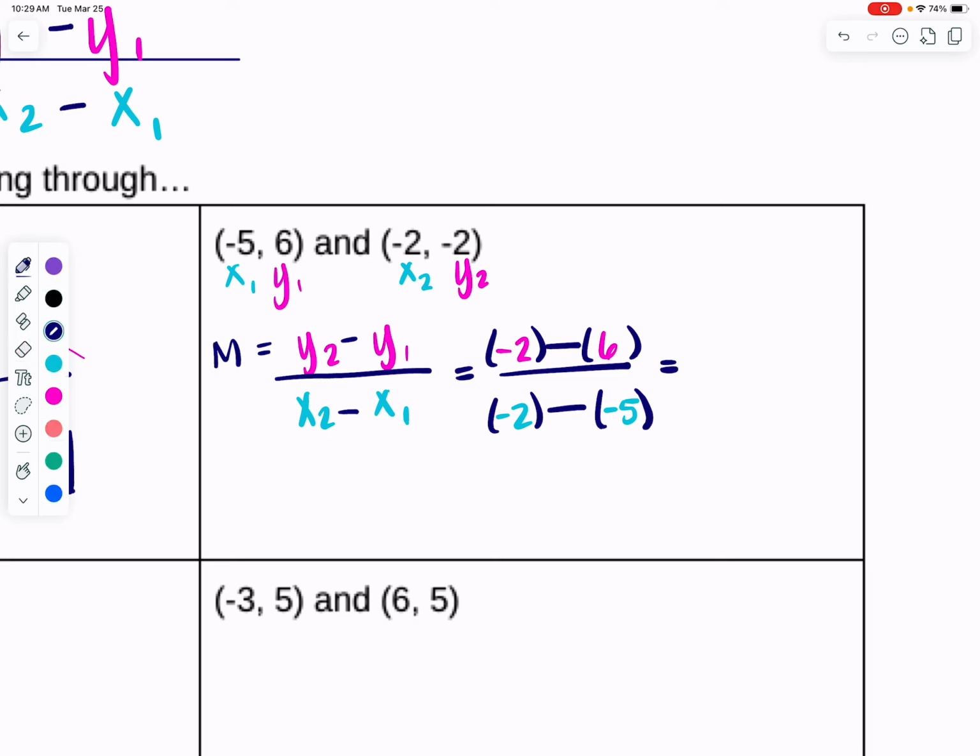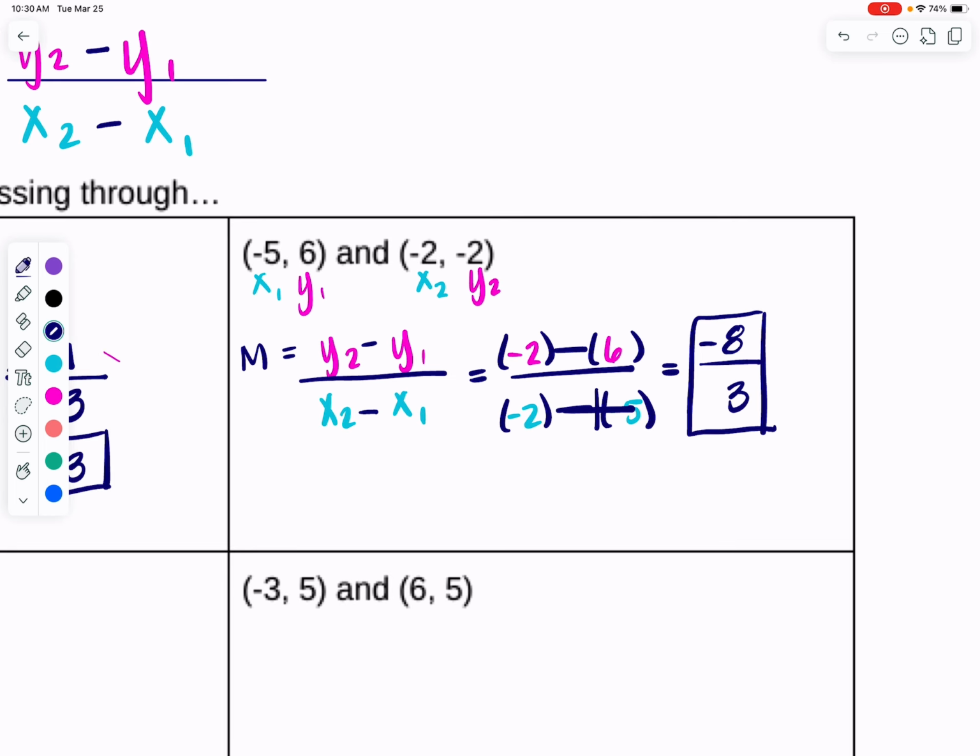-2 minus 6 is -8. -2 minus -5 becomes -2 plus 5, and that's 3. A negative divided by a positive is a negative, and I can't reduce 8 over 3. So I'm going to leave my slope as -8 over 3. Now, if you are not good with your positive and negative numbers, this is not the time to be a hero. Plug this into Desmos if you need it to get your signs right.